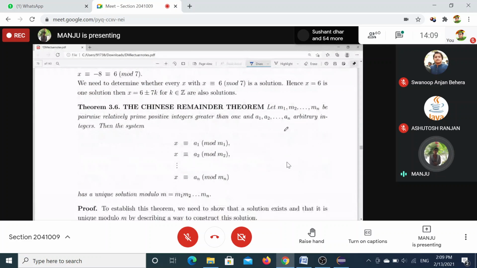Clear? Then we did the Chinese remainder theorem, that is, if M1, M2, ..., MK are pairwise relatively prime, then with this congruence system there exists a simultaneous solution which will be unique under modulo M, and M is the product of all these MKs.